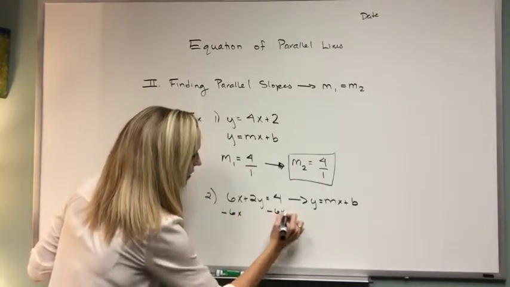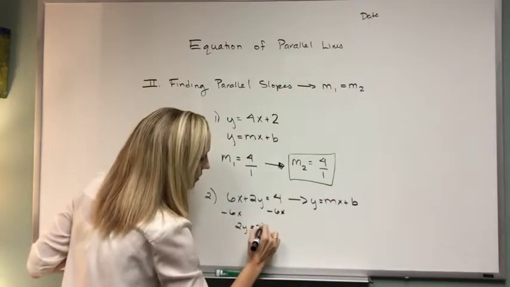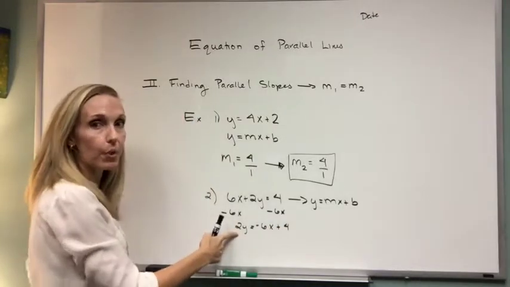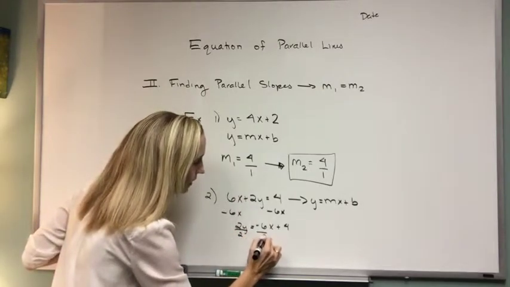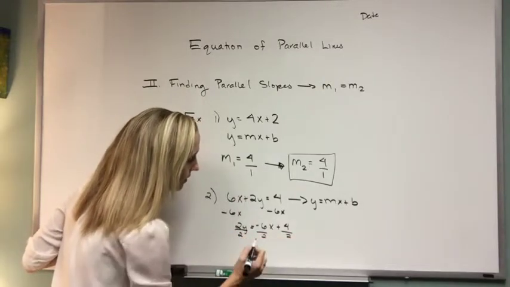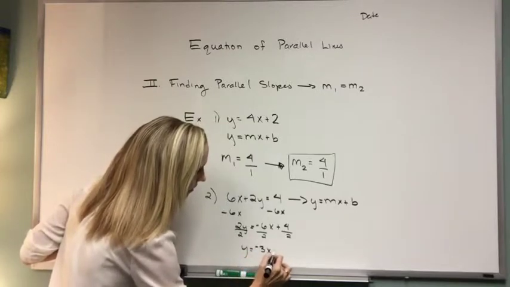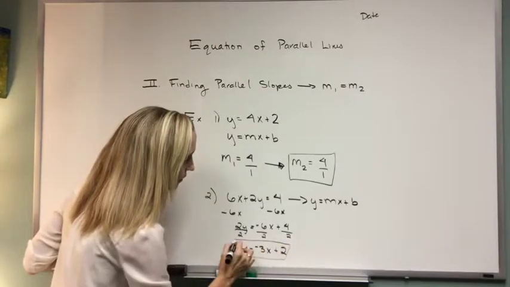And when I write this, since it's y equals mx plus b, I'm going to put that x first. So negative 6x plus 4. The 2 is bothering the y, so I'm going to divide each term by 2, and I'm going to show that with no big lines, only small lines. So y equals negative 3x plus 2. So here's the equation of the first line.